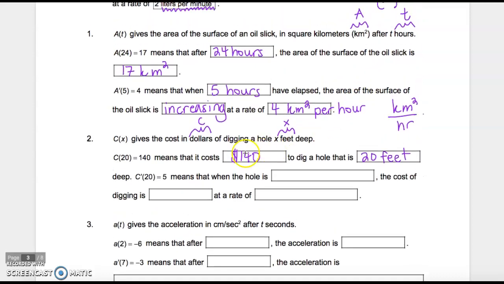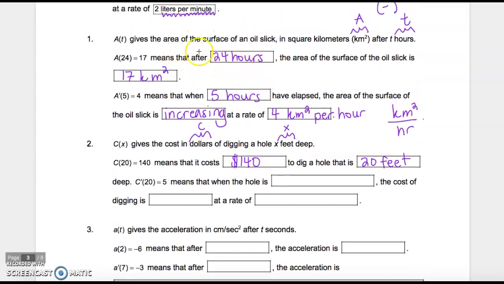This is a flip-flop of what we wrote previously, because in our first problem we listed the independent variable first, but just the way they phrased this sentence, they listed the dependent variable first. So just pay attention to what cost is, right? Cost is C, so it should be in dollars, and then C equals 140, so that part goes first here.